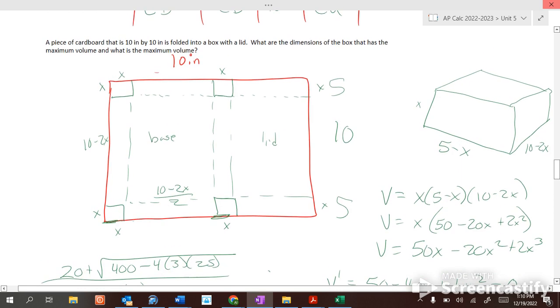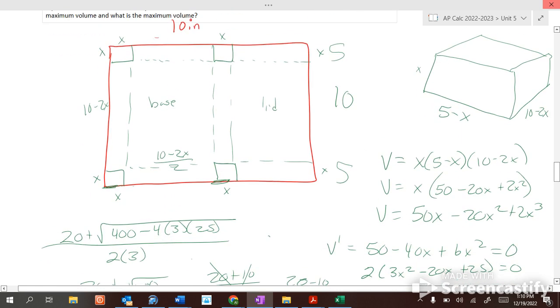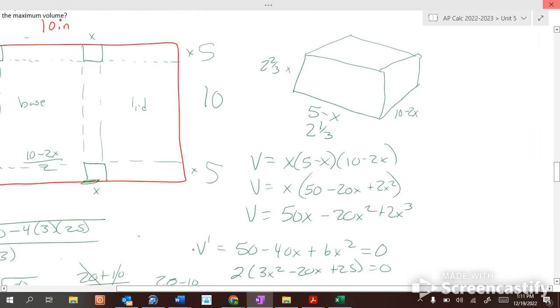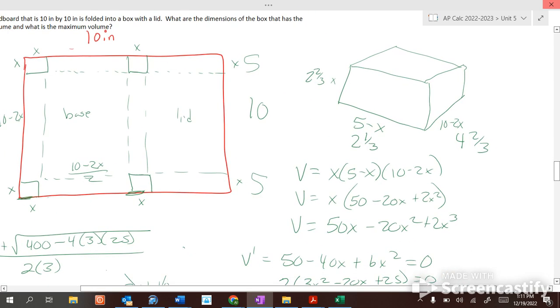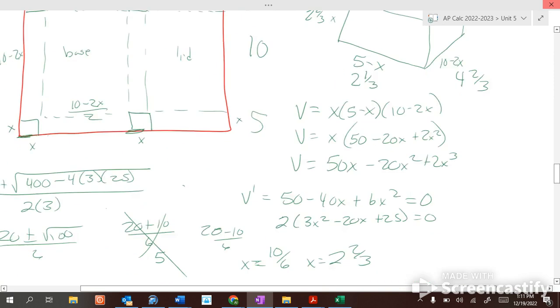So when x is 2 2/3, what are the dimensions of the box? Well, if x is 2 2/3, this is 2 2/3 for the height. 5 minus 2 2/3 would be 2 1/3. Yep. And then 2 times 2 2/3 would be 4 4/3, or 5 1/3. So 10 minus 5 1/3 would be 4 2/3. And you multiply them together to find the maximum volume. Okay? Fun.